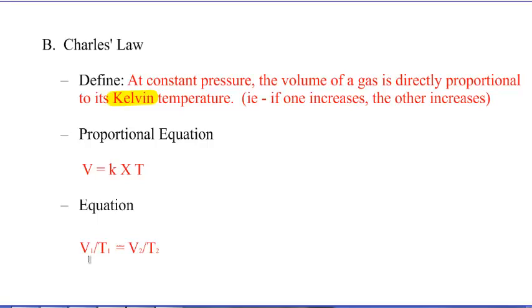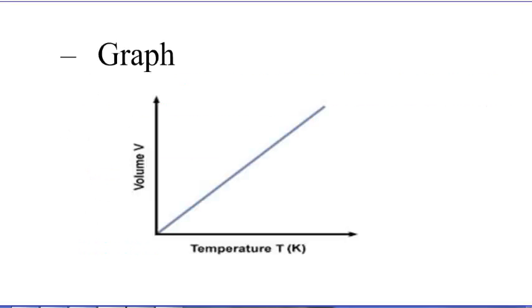Just like inversely proportional relationships, directly proportional relationships have a graph. It is a straight line going upward, volume's going up, temperature's going up at the same time. So this is a graph for directly proportional relationships.